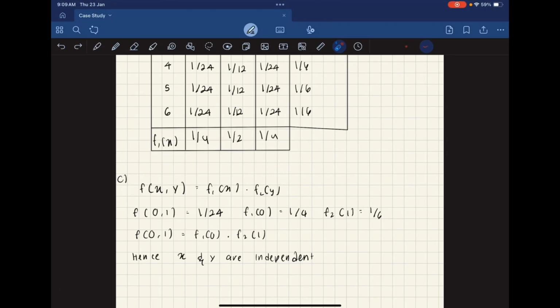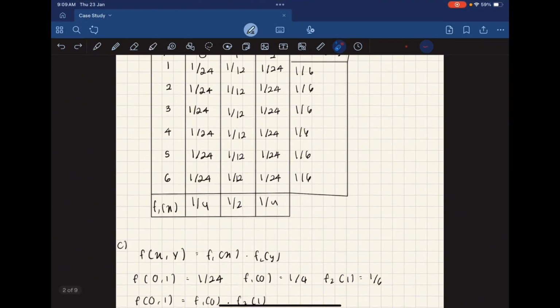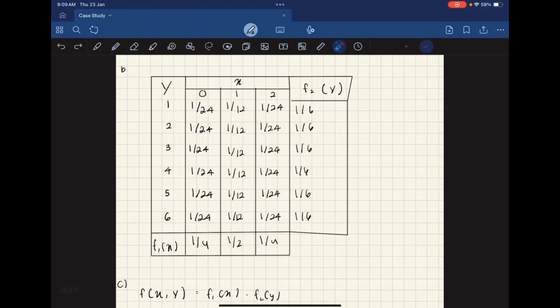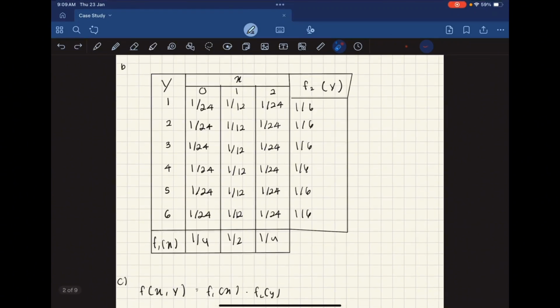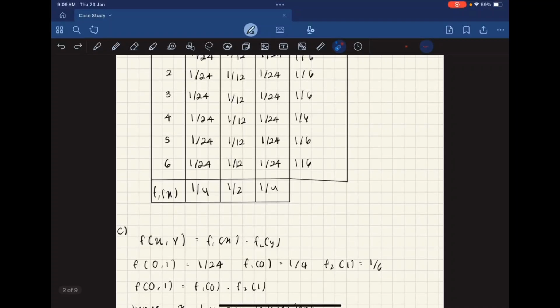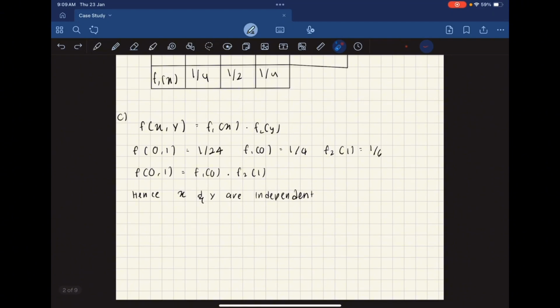Okay, next, determine whether X and Y are independent. So how do we know whether it is independent or dependent? The way to know is f(x,y) equals f1(x) times f2(y). If it is equal, it is independent. If it is not equal, it is dependent. In this case, we take f(0,1), which is 1 over 24, and f1(0), which is 1 over 4, and f2(1), which is 1 over 6. So 1 over 4 times 1 over 6 equals 1 over 24, which is the same as f(0,1). Hence, X and Y are independent.